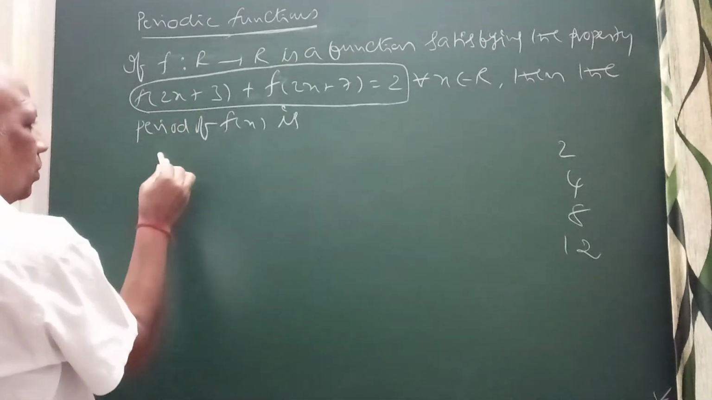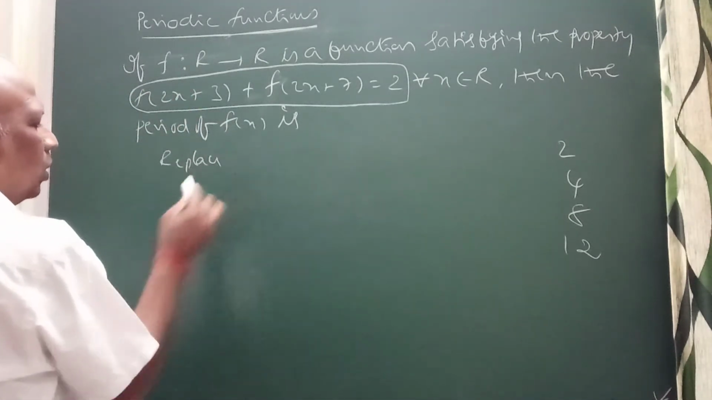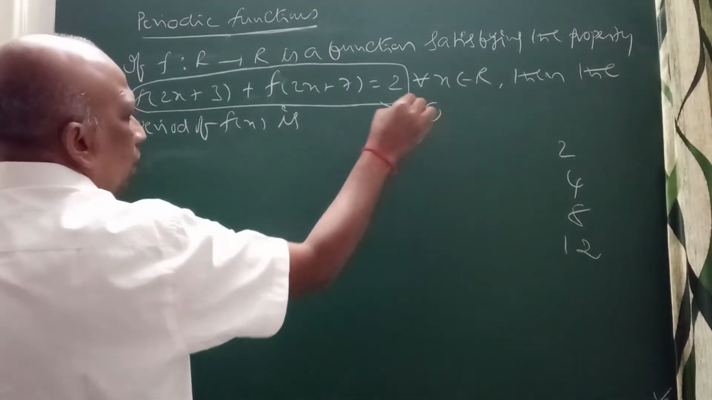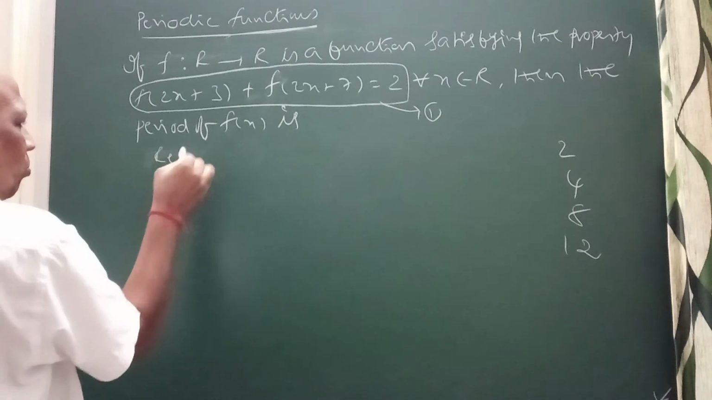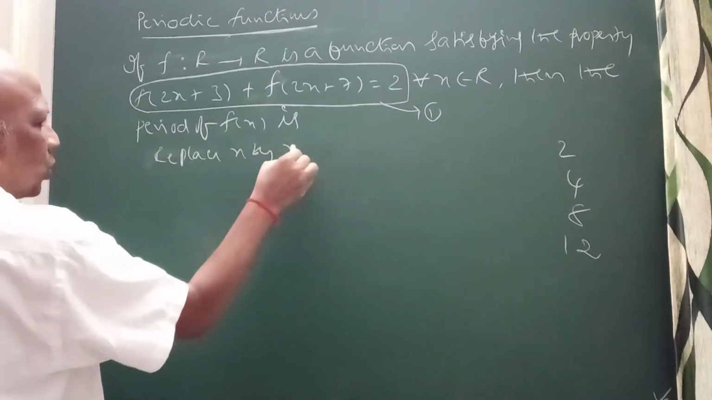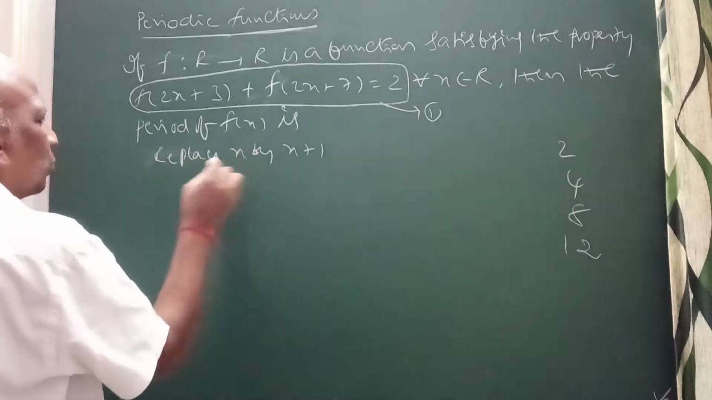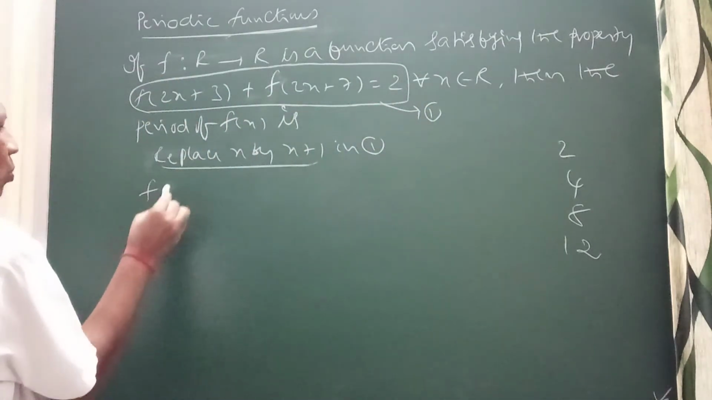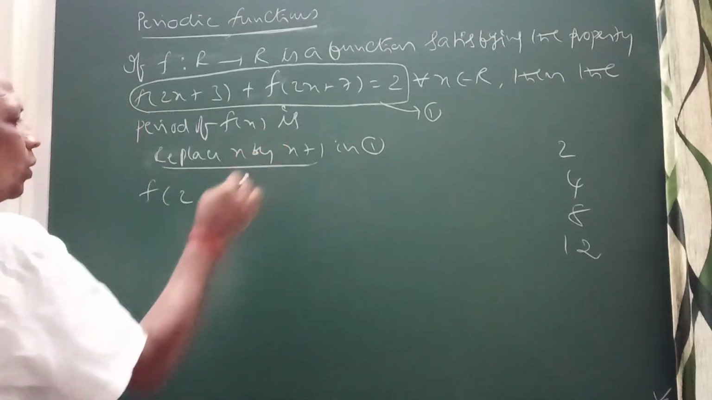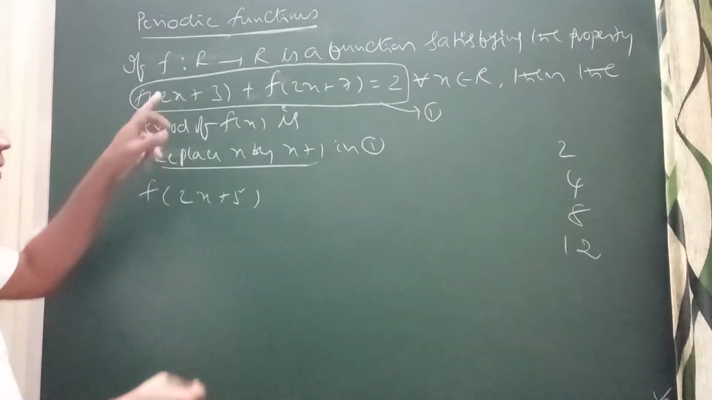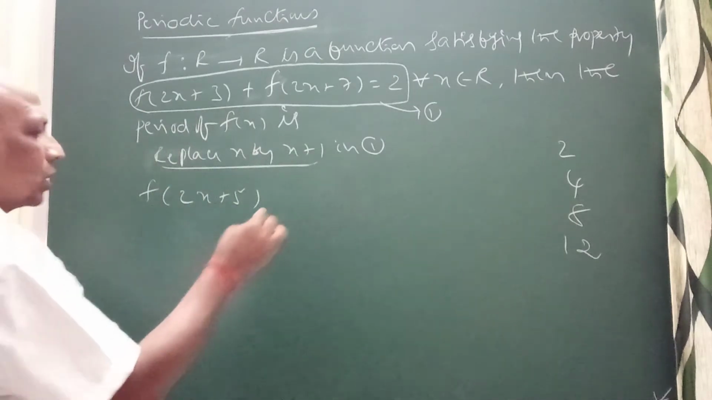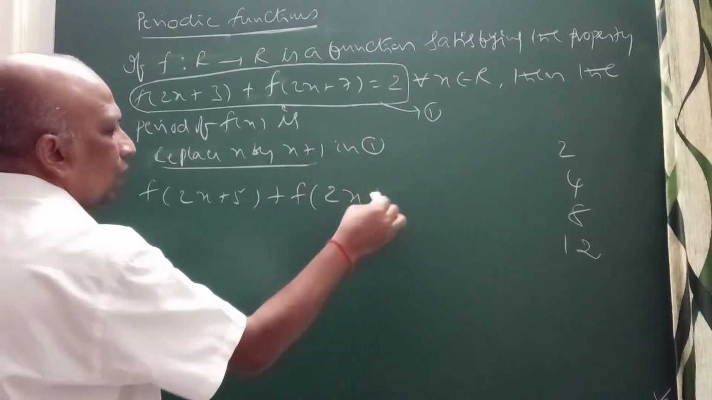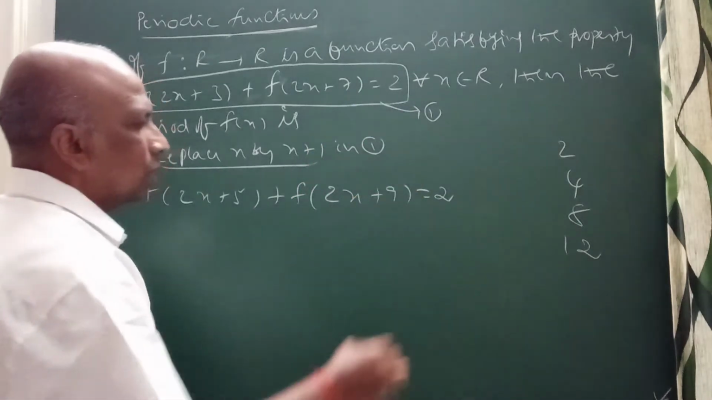In this equation, this is the given equation, let it be 1. Replace x by x plus 1 in equation 1. So this will become f of 2 into x plus 1, that is 2x plus 5, right? Plus f of 2 into x plus 1 plus 7, which gives 2x plus 9, which is equal to 2. This is the second equation.